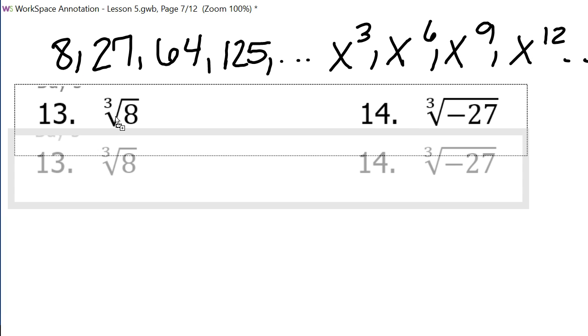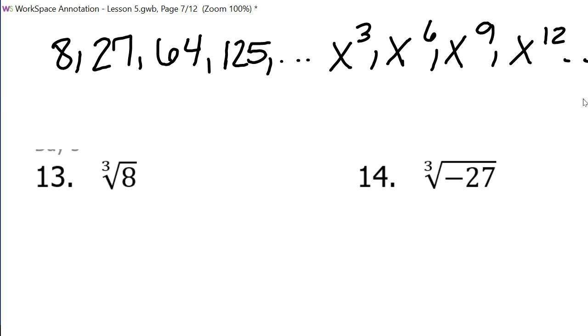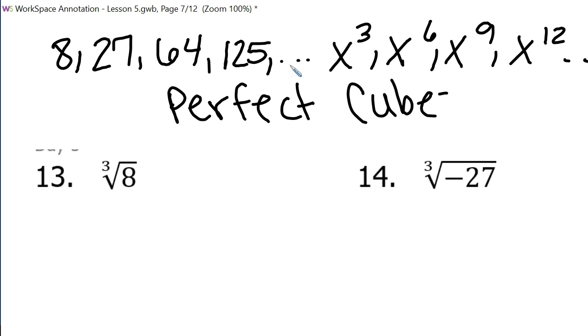Now go ahead and copy down problem 13. Number 13, the cube root of 8. 8's a perfect cube. What number to the 3rd power equals 8? 2.